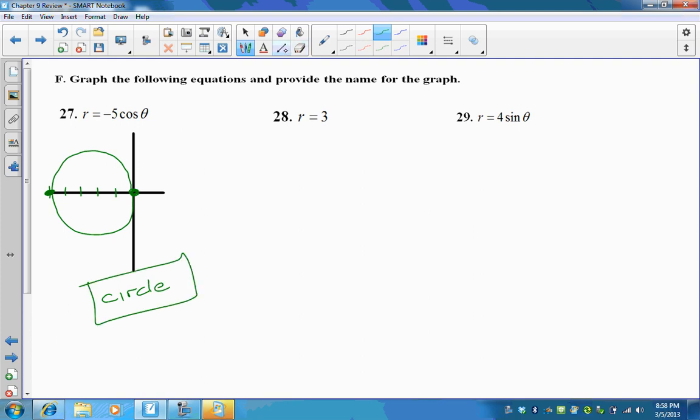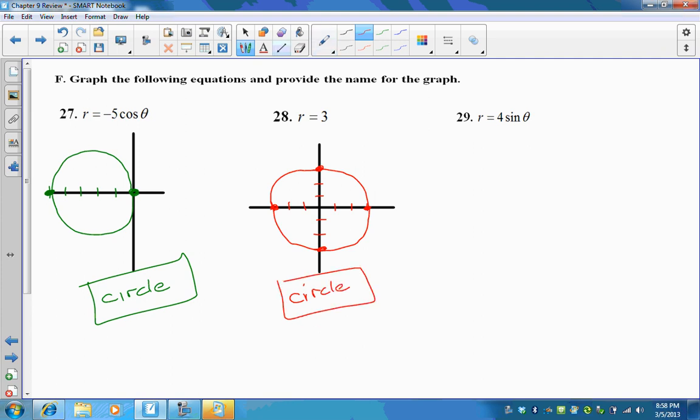R equals 3. That is another circle. R equals 3 is a circle with radius 3. That's kind of what the R stands for. So I'll simply go 3 units in all directions. 1, 2, 3. 1, 2, 3. And I'll connect those 4 points. And there's your circle. Zone is also a circle.